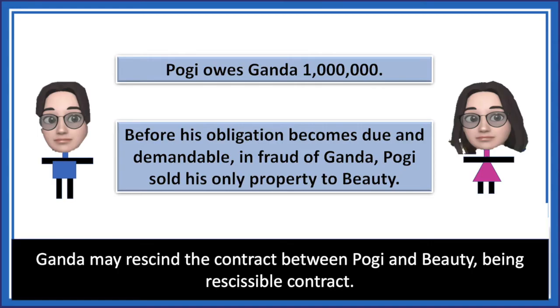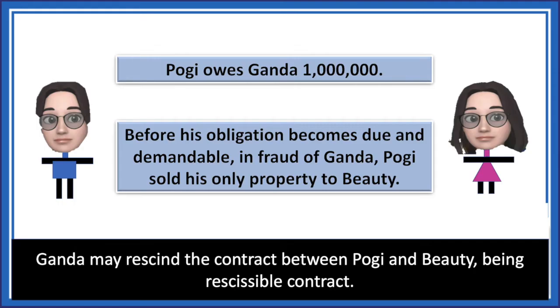So, wala na talagang ibang paraan para makolekta yung utang. Then, pwedeng i-rescind ng court yung contract na in-entered ni Pogi with Beauty to defraud Ganda. Basta yung ano dito is that yung contract na yun is to defraud. Kasi kung hindi rin naman to defraud, din wala rin, okay?